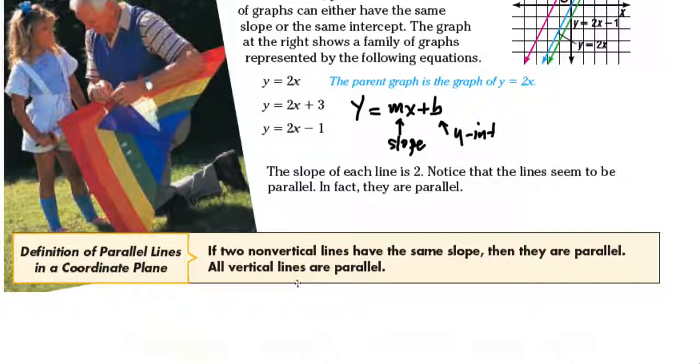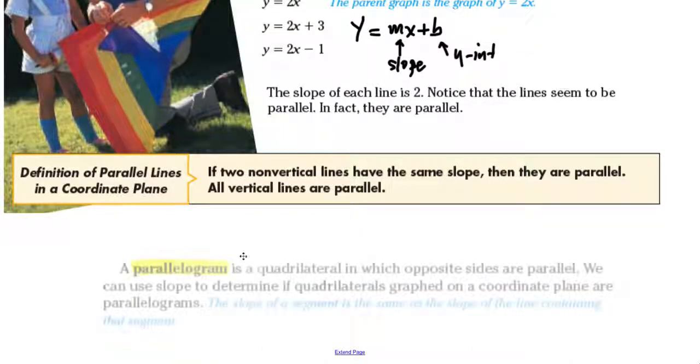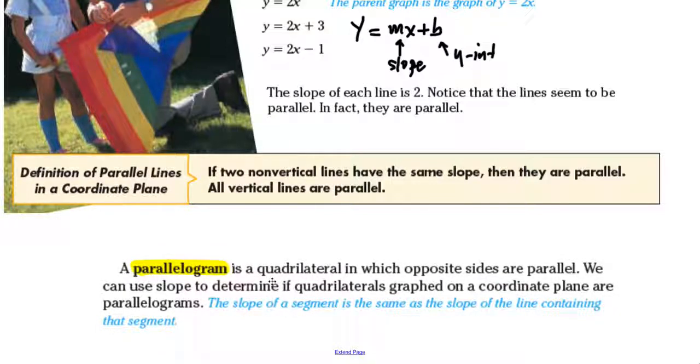That is a given. Since vertical lines have undefined slopes, they're still considered to be parallel to each other if two lines are defined to be vertical. A parallelogram, by definition, is a quadrilateral in which opposite sides are parallel. We can use slope to determine if quadrilaterals graphed on the coordinate plane are parallelograms. The slope of a segment is the same as the slope of a line containing the segment.